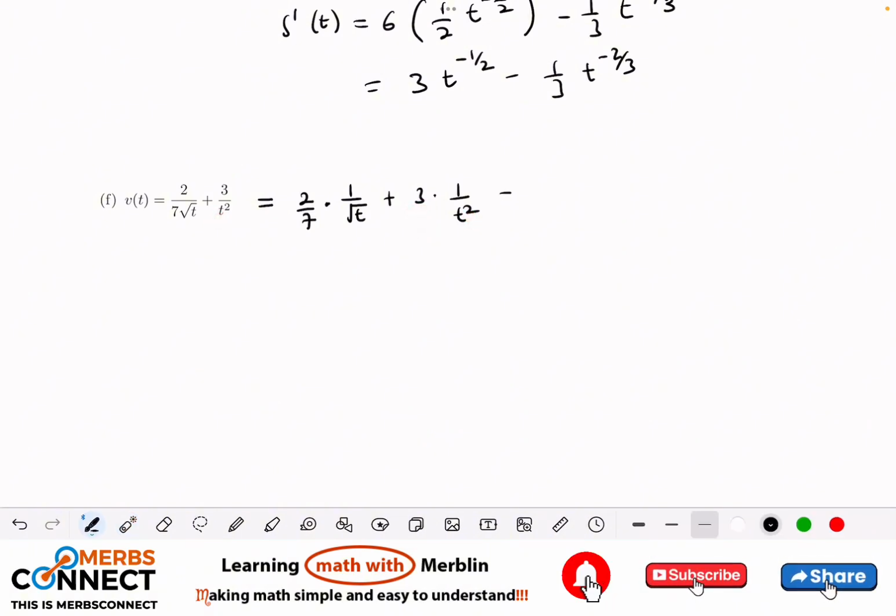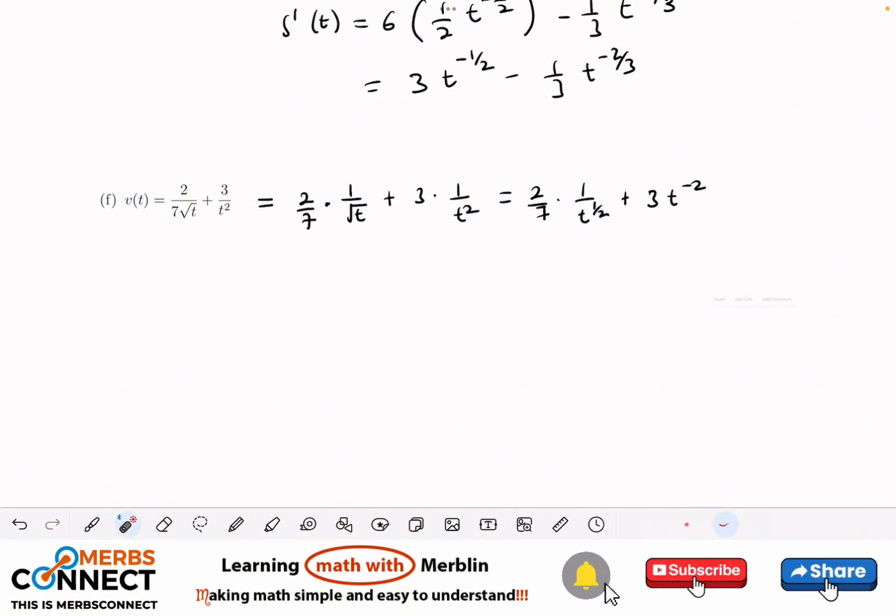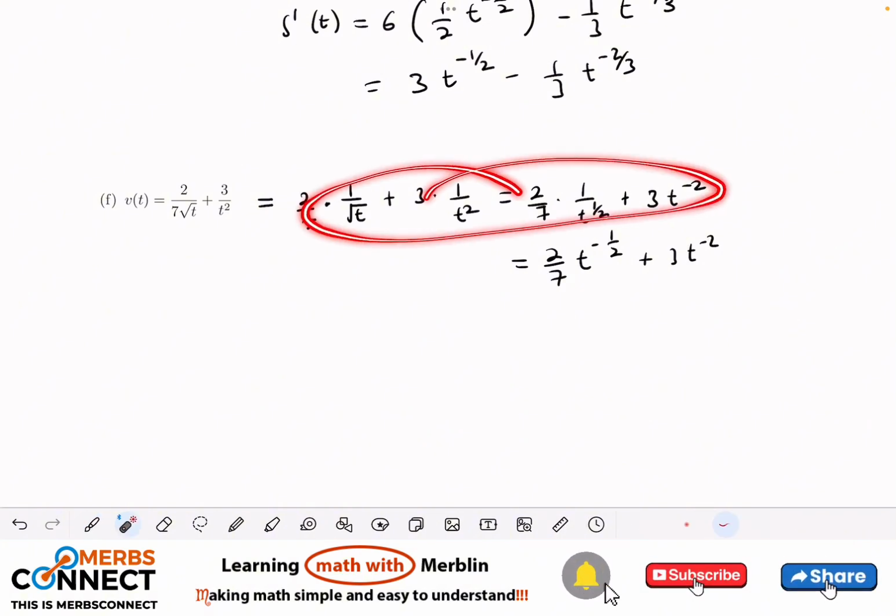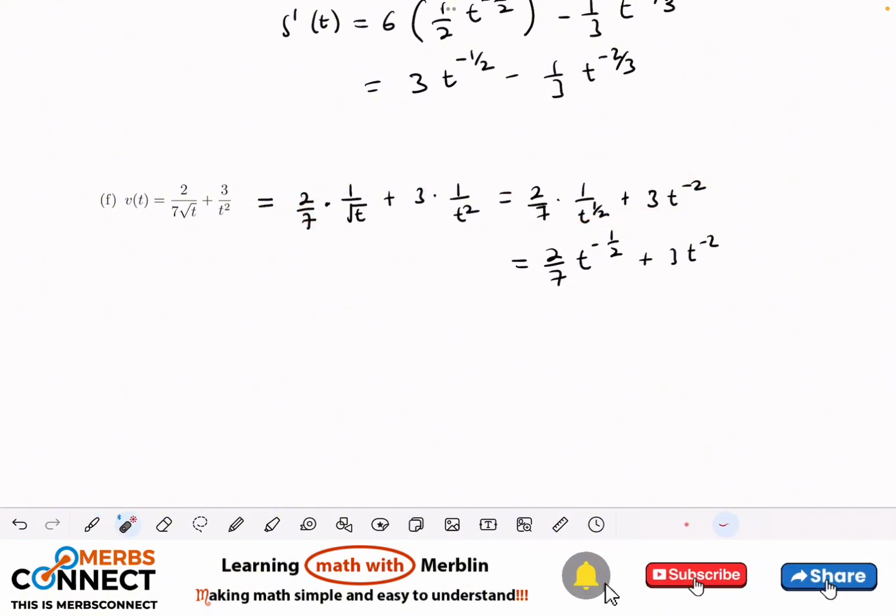So this one can be written as 2 over 7 times root t, which is the same as t to the power 1 over 2, then plus 3t to the minus 2. So I can write this as this, so that now I can simplify and write something like 2 over 7 t to the power minus 1 over 2 plus, so that now I can use the power rule. So I need to do some simplification before I go through the process. I actually do all those things so that you don't get confused. But you can just move from here to here if you can see it straight away.